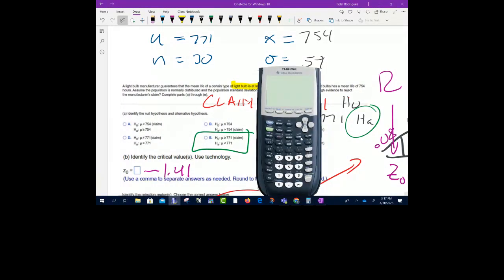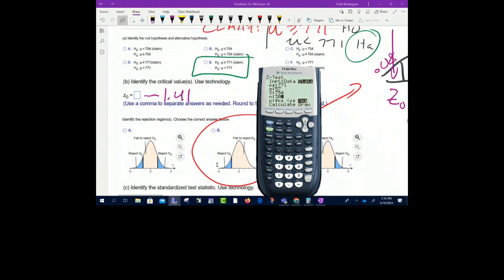Let's clear this out. Let's go to stat. Let's go to test. Let's do number one. Okay, we're still going with stats. Okay, mu was 771. Okay. 57 was my population. My X bar, we said, was 754. Our N was 30. Guys, question. Left tail, right tail, two tail test. What was this?